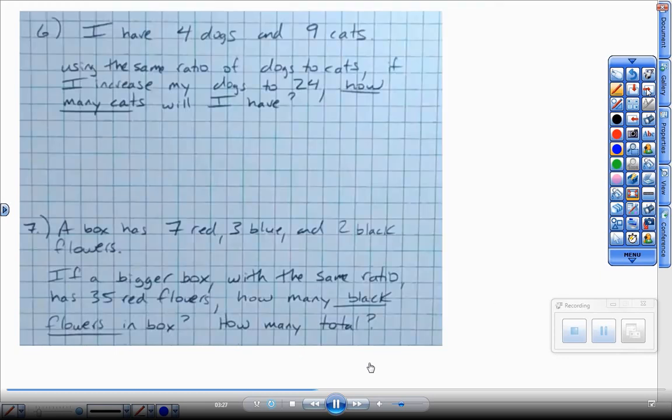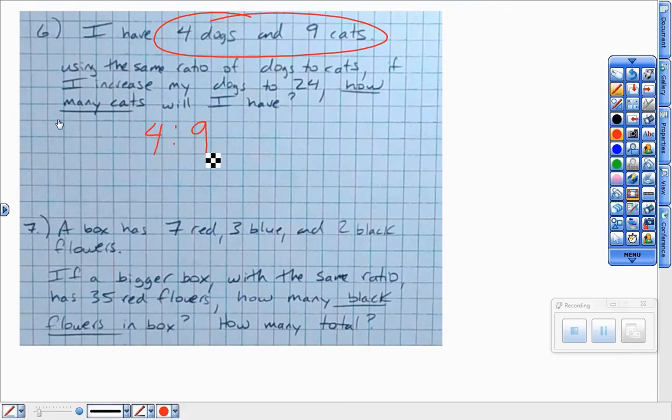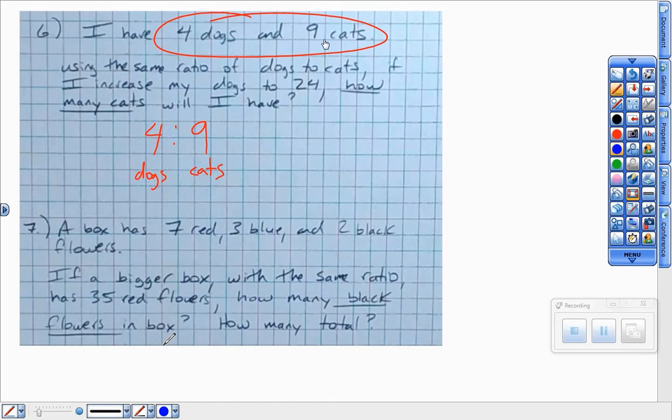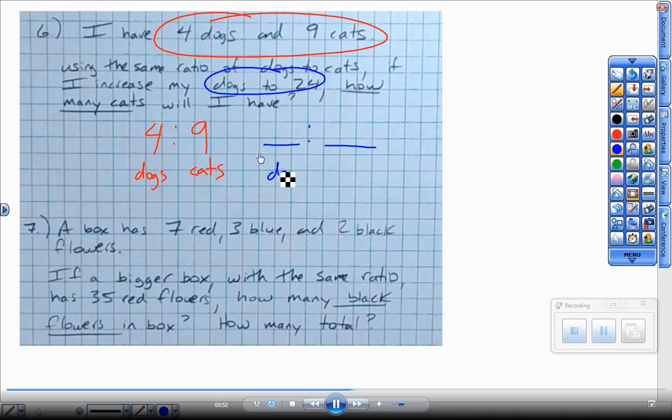Word ratio problems. So for this one, I start off with the ratio of dogs and cats. So I got 4 dogs to every 9 cats. Make sure you label the dogs and cats, so when I give you the second number, you know what spot to put it in. So for my equivalent ratio, I know the first one is dogs and the second one is cats. So that information I'm giving you is it's increasing to 24 dogs. Make sure you put that in the right spot corresponding to this one, 24 dogs.